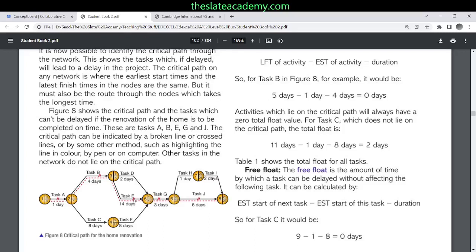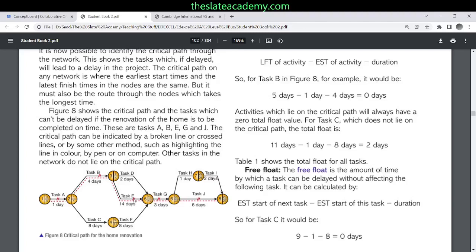Alright, so there are two similar things. One is called total float: how much can an activity be delayed without delaying the whole project? And then there is free float. Free float means how much can an activity be delayed without delaying the next task. For example, task E cannot be delayed at all, otherwise the whole project would suffer. We already know that. But what about task C? If I delay task C, would task F, which is dependent on it, be delayed?